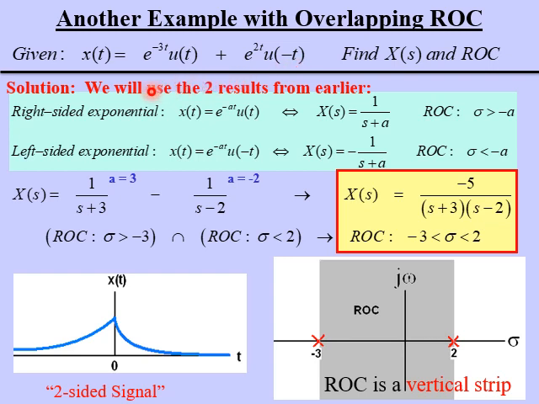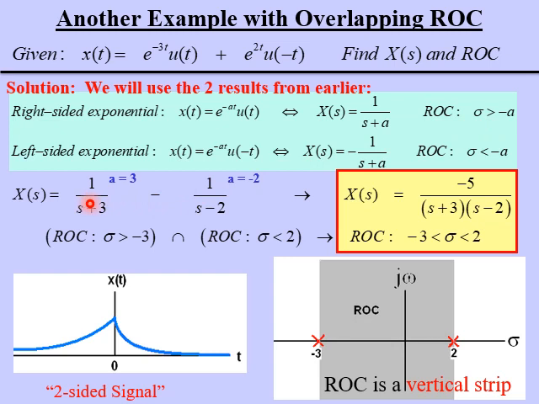So what we're going to do here is use our two results from earlier in these lecture notes where we found the Laplace transform for a right-sided signal, like what we just did on the previous slide. And also for the second term, we're going to need the Laplace transform for a left-sided exponential signal. That's this one here, which has a Laplace transform that has a negative sign in front of it, and the big difference is the region of convergence is sigma less than negative a instead of sigma greater than negative a.